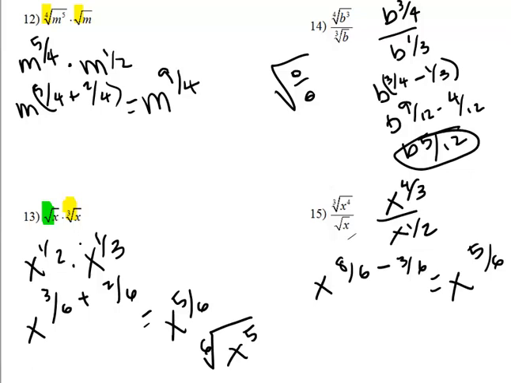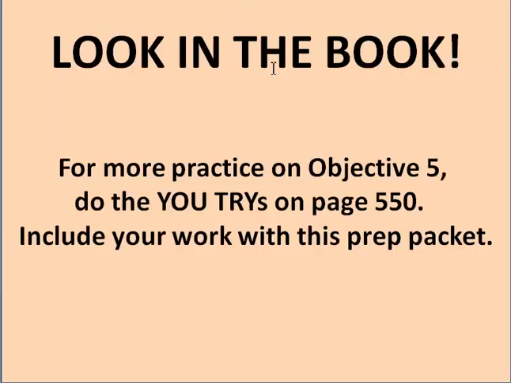So go ahead and stop and copy, and again you're going to look in the book, use your book, it's very helpful. Do the U-tries on page 550 and include your work in the prep packet. And that takes care of chapter 9.4.